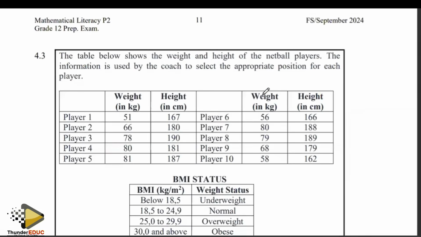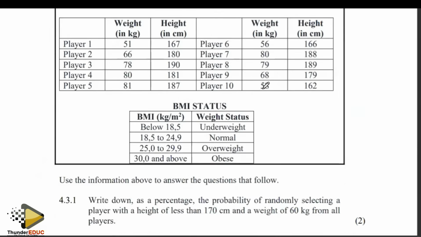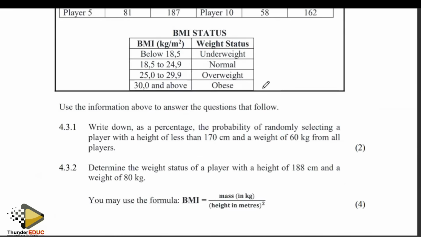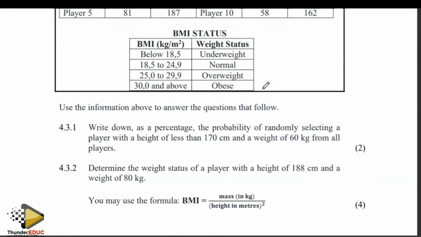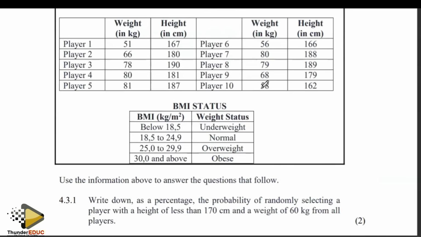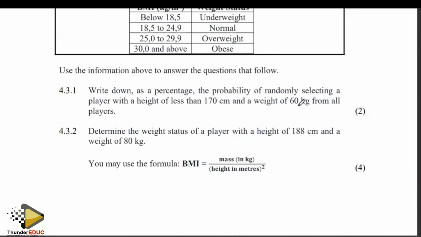Question 4.3. The table below shows the weight and the height of the netball players. The information is used by the coach to select the appropriate position for each player. Write down as a percentage the probability of randomly selecting a player with the height less than 170 centimeters and the weight of 60 from all the players. First of all, there's no one with 860. So here the probability becomes 0%.